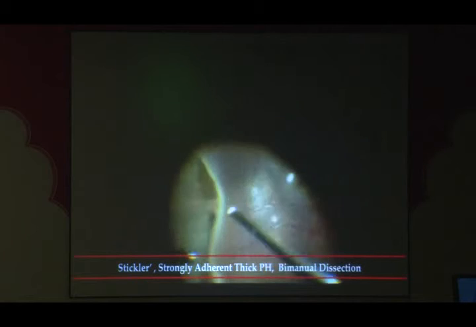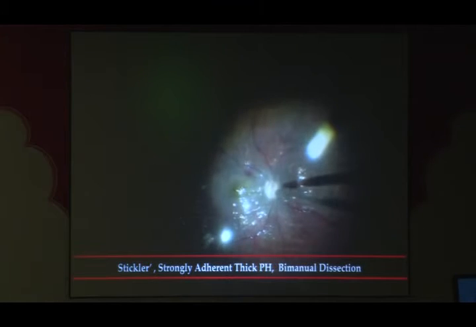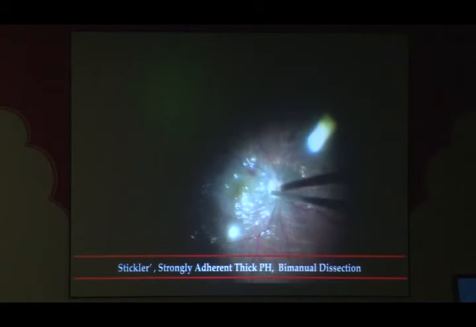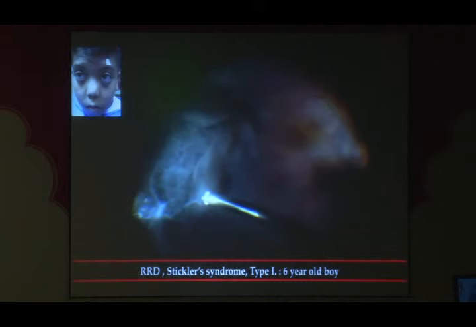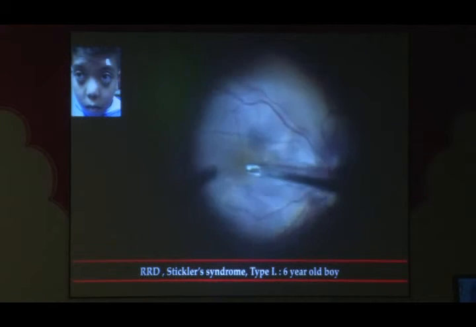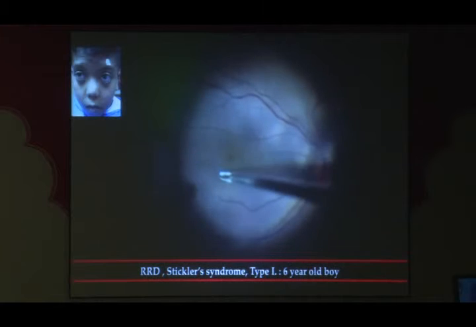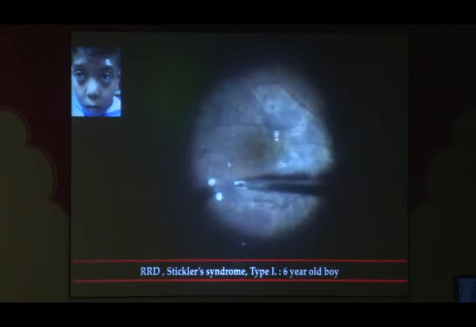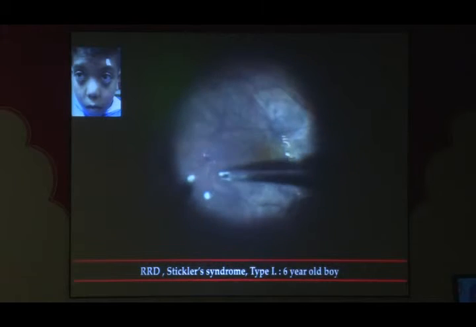Base vitrectomy is mandatory, and it should be done meticulously. And as you do the base vitrectomy, you should also try to peel the posterior hyaloid as far peripheral as possible. This is the case of Stickler syndrome. Again, it is not impossible to remove the internal limiting membrane in spite of the high myopia.